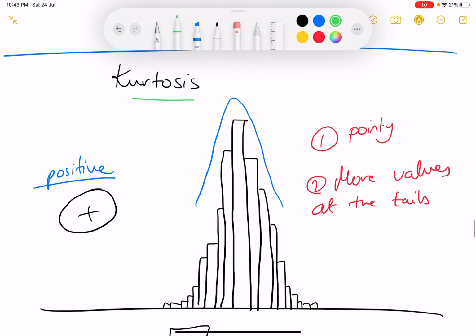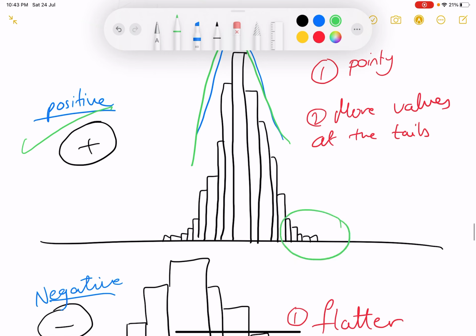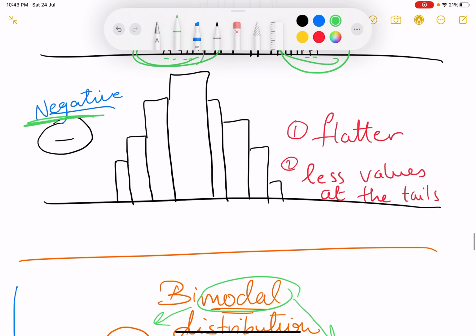And now kurtosis. Kurtosis means how pointy or sharp is the graph. So if it's really sharp and pointy, it's a positive one, and more values or categories are clustered at the tails. If it's negative, then the graph is flatter and less values are at the tails.